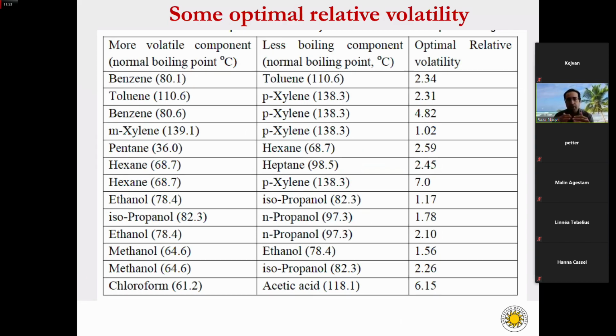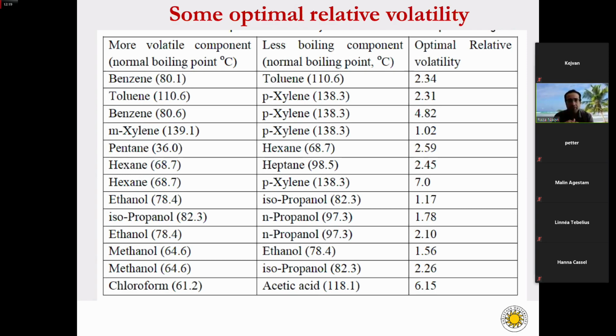And this is how we do it in different stages, and we keep on increasing the concentration of benzene in the vapor phase, and we keep on increasing the concentration of toluene in the liquid phase. So if you look at their optimal relative volatility, it is, let's say, 2.34. So it means it has a good tendency of separation. Separation will not be difficult.